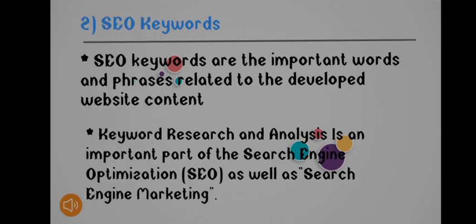The next important point that we have to consider when optimizing the website is SEO keywords. SEO keywords are important words and phrases related to the developed website content. What does this mean? Why do we use SEO keywords? I have even explained this before: how are search engines going to rank your website? SEO keywords are also one of the factors that search engines consider whenever they are ranking your website. It will check on the basis of how many keywords you have used in your website.